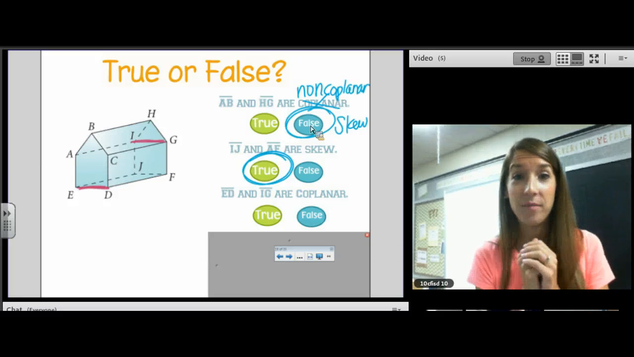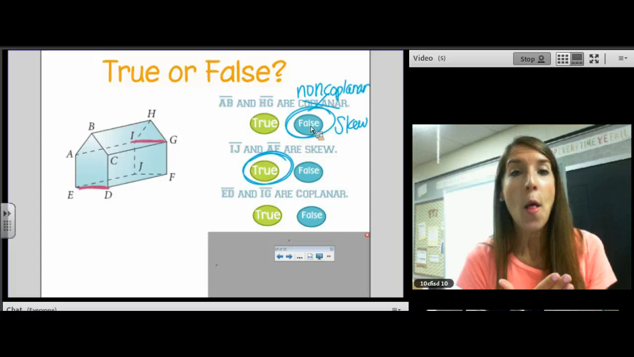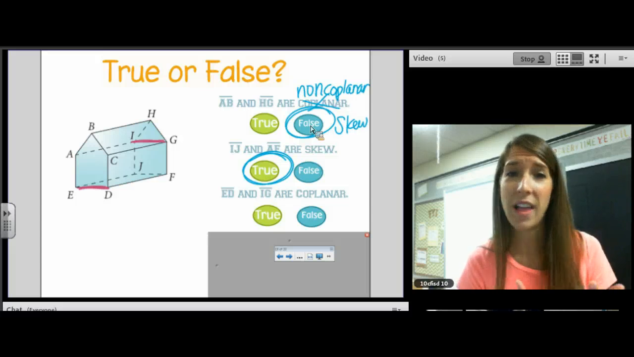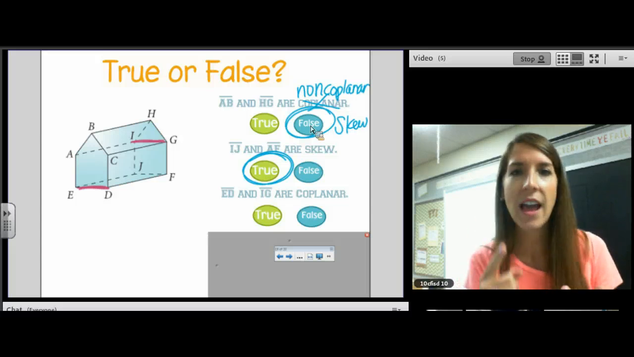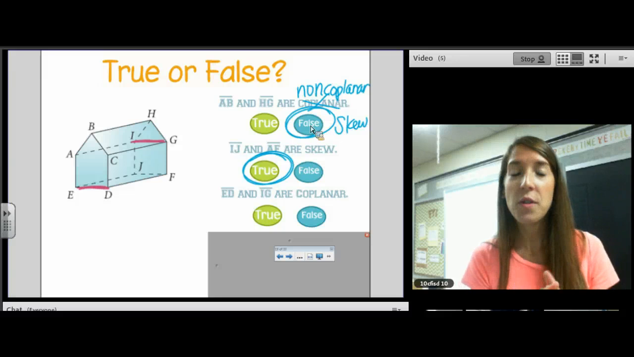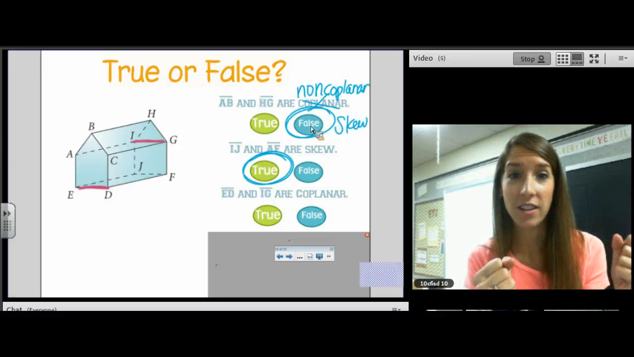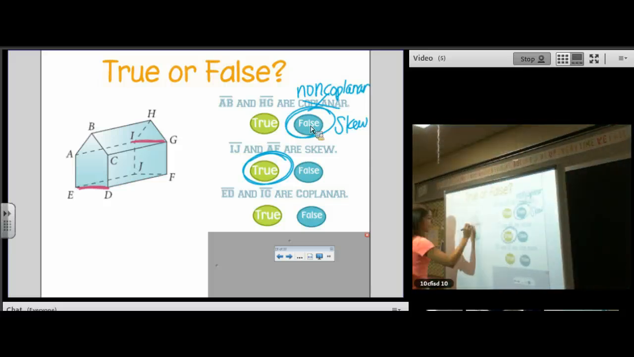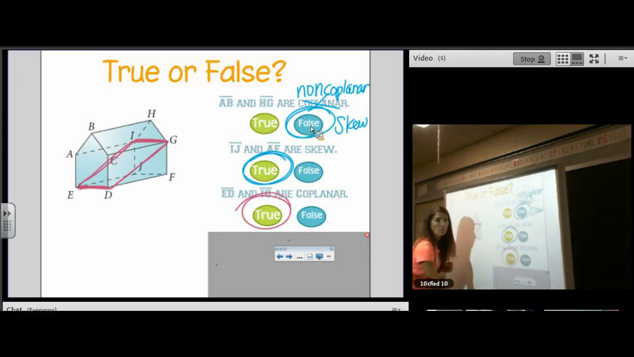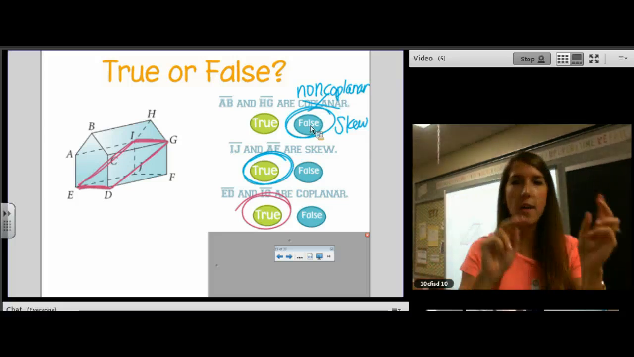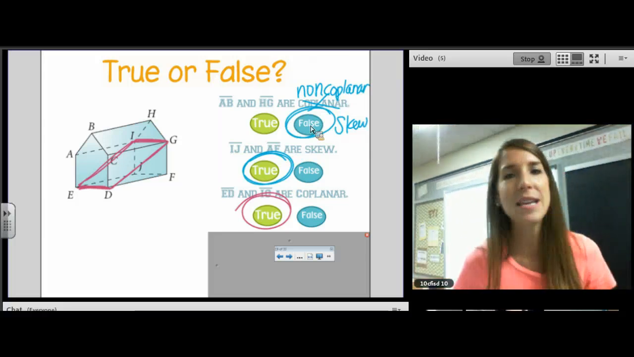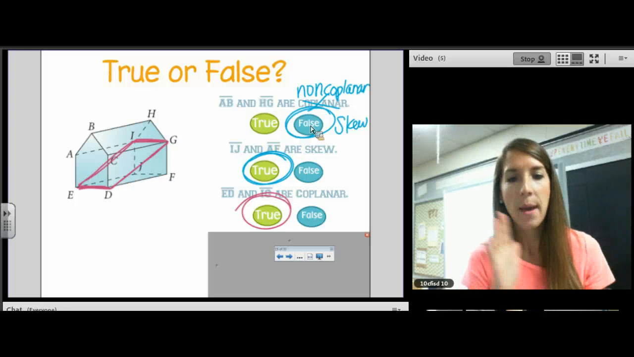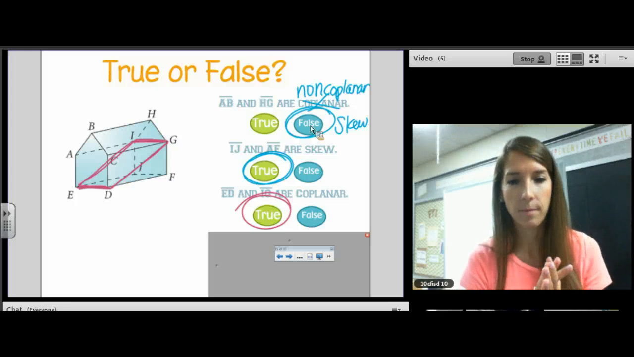They're parallel. And by definition, the first word in the definition of parallel is coplanar lines that never intersect. So they are definitely coplanar. Even though they look like they're in separate planes, they're definitely coplanar because they're parallel. There's the plane right there. True. Just because one's in the front and one's in the back doesn't mean you couldn't put a plane through them. Parallel lines are always coplanar. Okay.